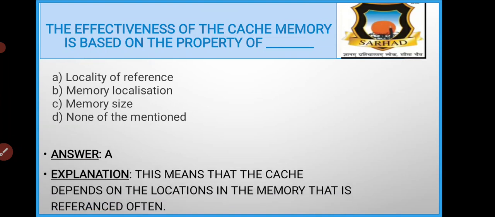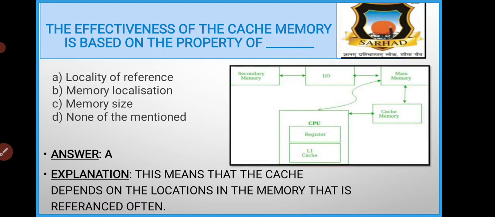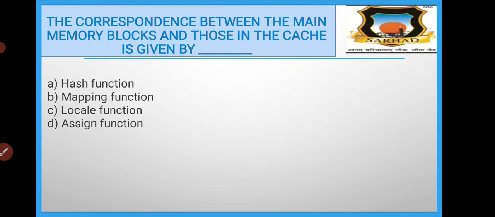This means that the cache depends on the locations in the memory that are referenced often. So the effectiveness of the cache memory is based on the property called locality of reference. So option A is correct. So this is the figure for the cache memory. Okay. Now question number 11.